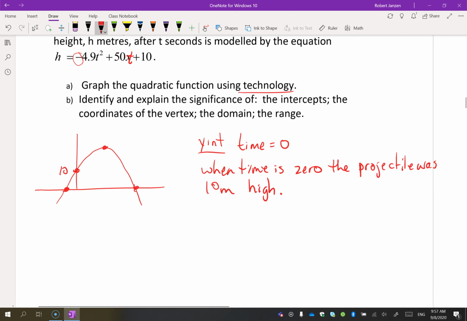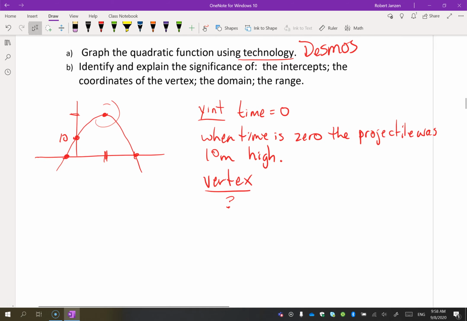Okay, what about the vertex? Well, we don't know how to find the vertex yet. I'm going to teach you how to do that, but the vertex is right here. I just don't know where that happened. I don't know what that time is and what that highest value is. Okay, so we're going to talk about that. If you use Desmos, it would be pretty easy to find. You would just put it into the equation. You could tap it, and it would tell you what it is.